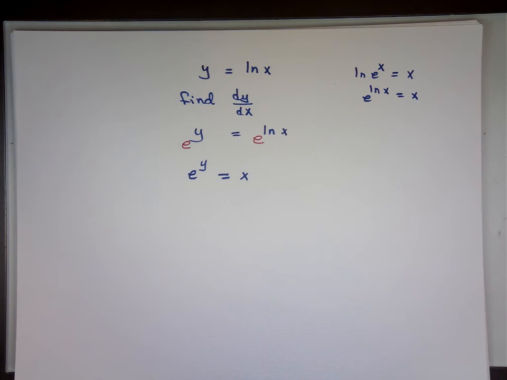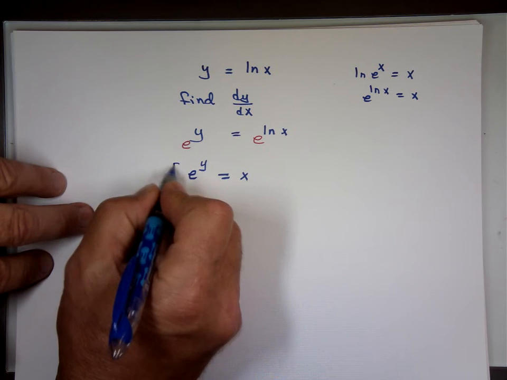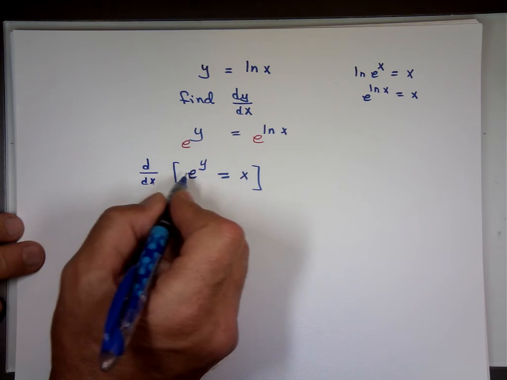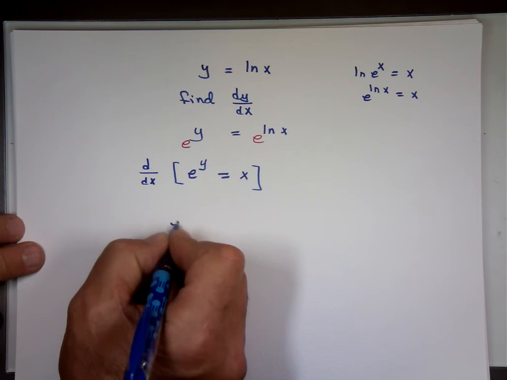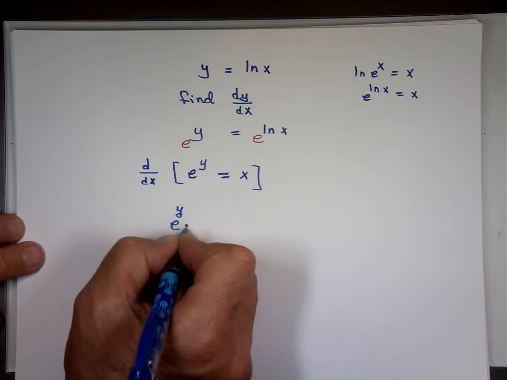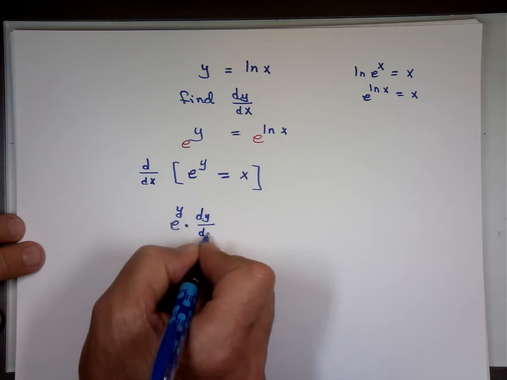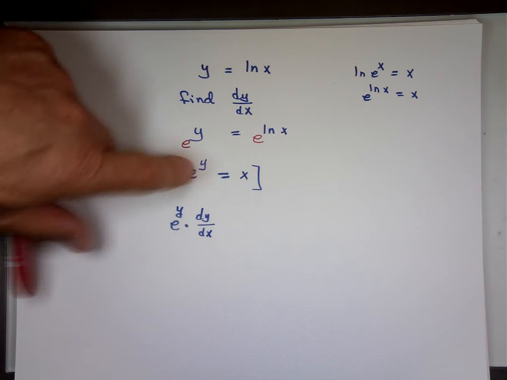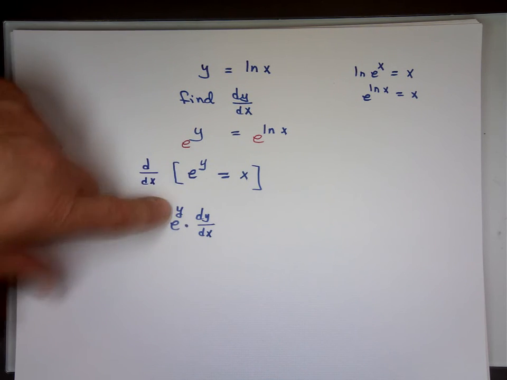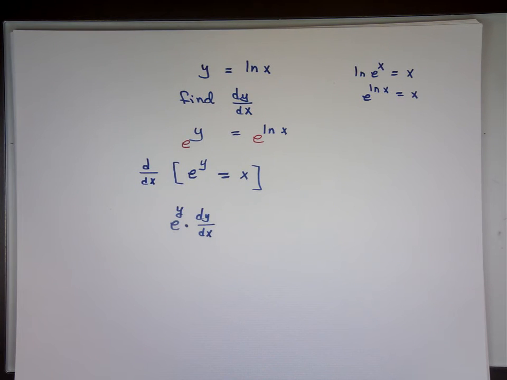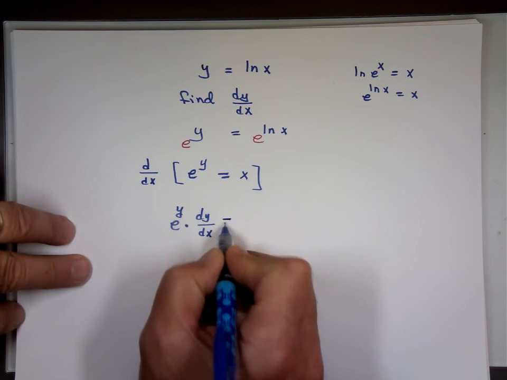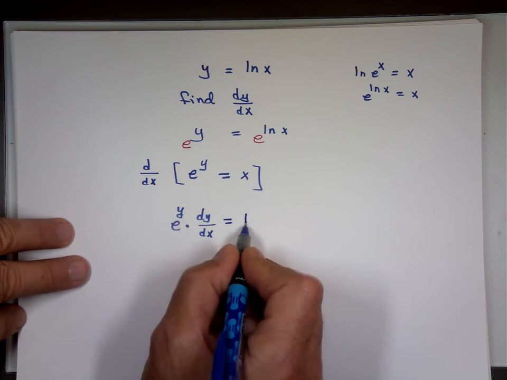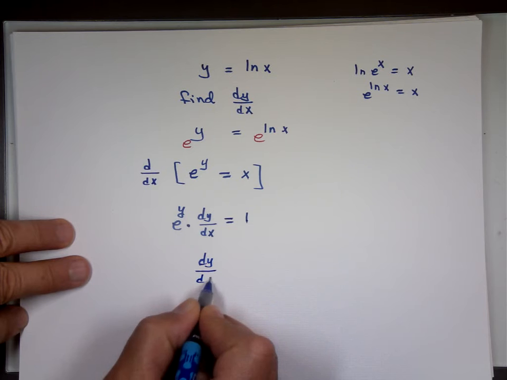Now let's take the derivative. What's the derivative of e to the y? E to the y times dy dx. Remember u sub prime? E to the u is e to the u times u sub prime. Well, here I'm using y. Derivative of e to the y is e to the y times the derivative of y, which is dy dx. Equals, what's the derivative of x? 1. Can you solve for dy dx? Isn't that 1 over e to the y?